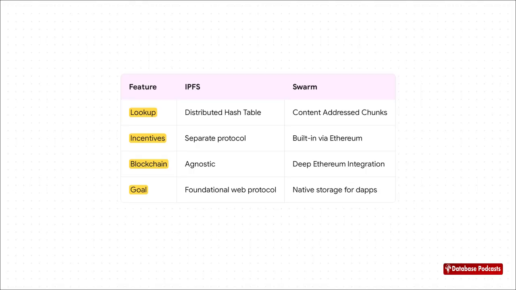So while IPFS and Swarm are both aiming for the same goal, decentralized storage, they have some really different philosophies. IPFS is what you'd call blockchain agnostic. It can work with any blockchain, and it relies on a separate system like Filecoin to create incentives for people to store data. Swarm, on the other hand, has those incentives built right in, using the Ethereum network itself. Ultimately, you can think of it like this. IPFS wants to be a brand new foundational protocol for the entire web, while Swarm is more focused on being the perfect storage layer for the Ethereum ecosystem.